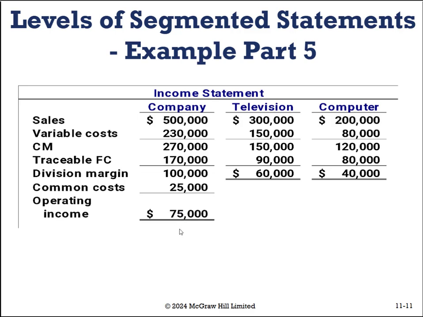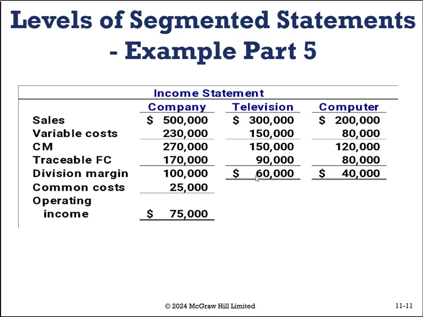So my question to you is, if we eliminated the television division, would we be better off as a company? No. If we eliminated the television division, our operating income would be $15,000. We would just take away the 60, we're left with 15. That wouldn't be good. Likewise, if we eliminated the computer division, we would be overall at $35,000. So all in all, while the television division is more profitable on an overall net division margin basis, they're both profitable because they're both positive numbers here.